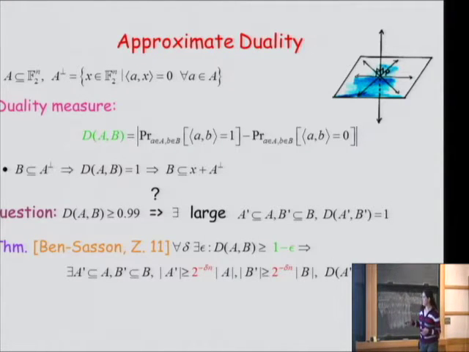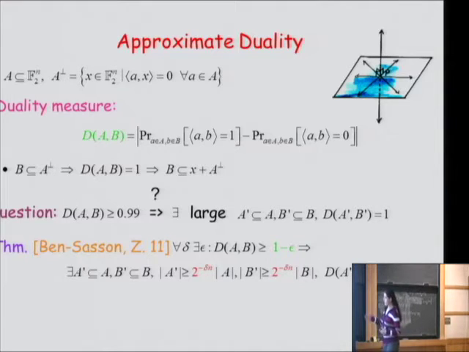And more precisely, we could prove the following theorem: for every arbitrarily small constant delta, there exists another constant epsilon, such that if the duality measure is at least 1 minus epsilon, then there exist large subsets, A prime of A and B prime of B, such that the size of A prime is at least 2 to the minus delta N times the size of A, and the same goes for B, such that the duality measure of A prime and B prime equals 1.